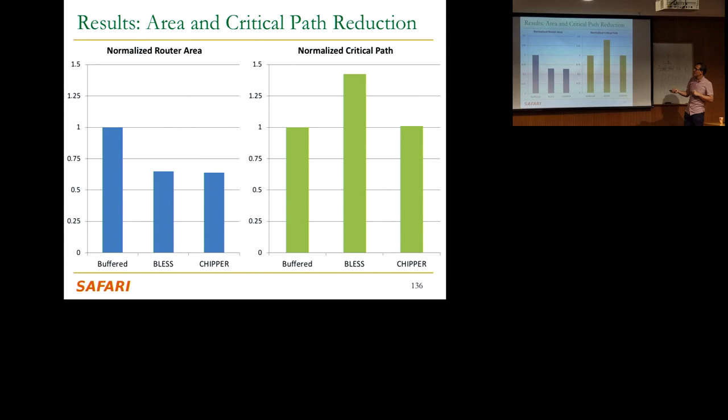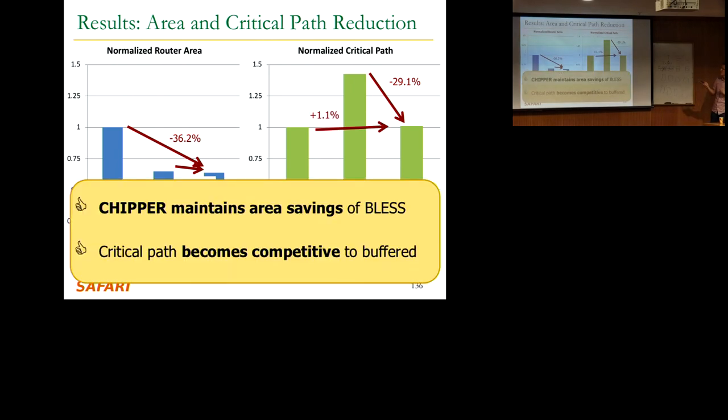Okay, so this is the router area. You actually reduce the router area by about 36% compared to buffered. And this is the critical path of the router. So we are almost on par with a buffered router in this case, in the critical path. Buffered router is really simple, actually, in terms of critical path, because it does round robin allocation from the different virtual channels. But BLESS actually increased the critical path, as I said, by 43% over here. Okay, basically, we maintain the area savings of BLESS, and critical path becomes competitive to buffered.